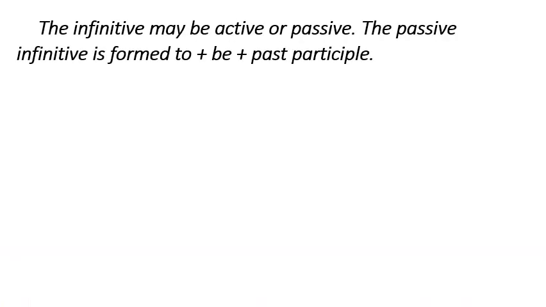The infinitive may be active or passive, meaning the infinitive may be used in active voice or passive voice. When the to infinitive is used in the passive voice, the structure will be to plus be plus past participle, that is, the third form of the verb.